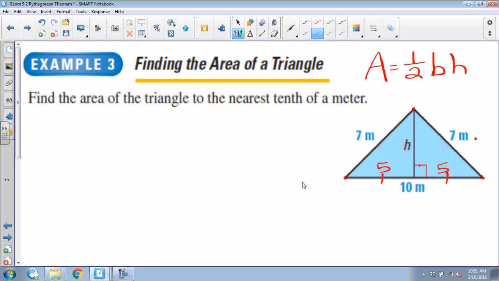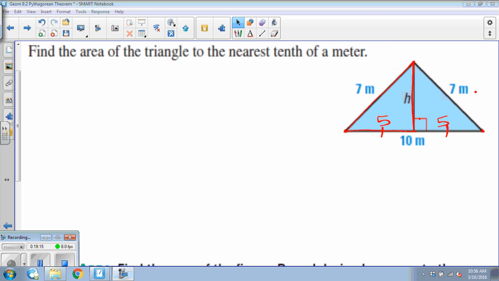So now we can use one of these small triangles to use the Pythagorean theorem to find h. So y'all go ahead and do that. You have to find h first and then plug it into your area formula to find the area. You have to find the height using Pythagorean theorem and then go find the area.